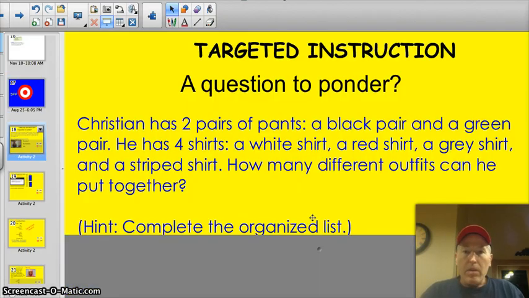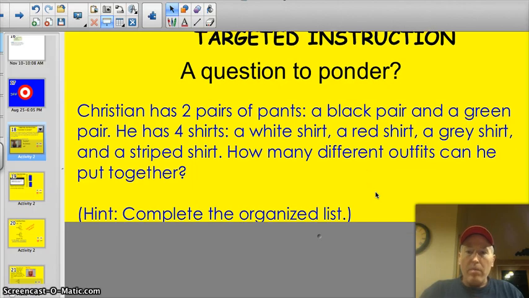All right. Here's a question to ponder. Christian has two pairs of pants, a black pair and a green pair. He has four shirts, a white shirt, a red shirt, a gray shirt, and a striped shirt. How many different outfits can he put together? Well, hint, you need to make an organized list to solve this problem.